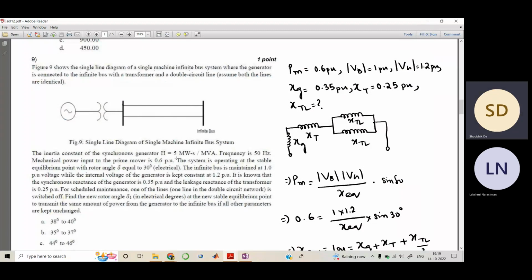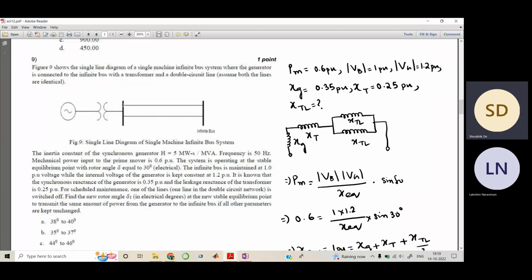Now the inertia constant is this much, frequency is this, and the mechanical power to the prime mover is your PM, right? This is the mechanical power which you are giving, and the system is operating at a stable equilibrium point with rotor angle equal to 30 degrees. So your δ0 becomes 30 degrees electrical. Now the infinite bus is maintained at 1 per unit voltage, so the voltage at this point is 1 per unit, and the internal voltage of the generator is kept constant at 1.2 per unit.